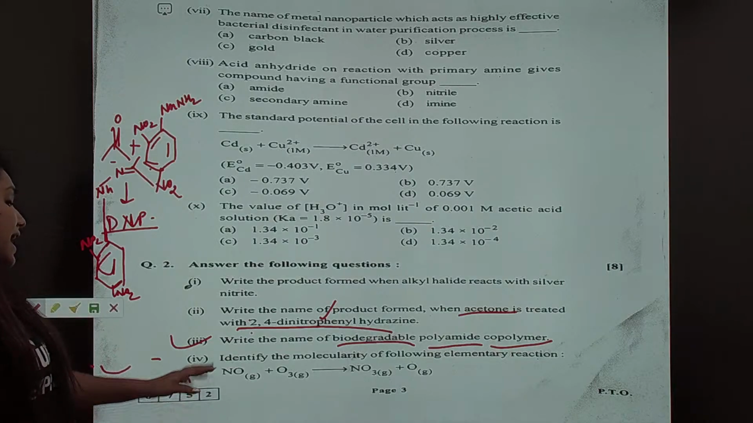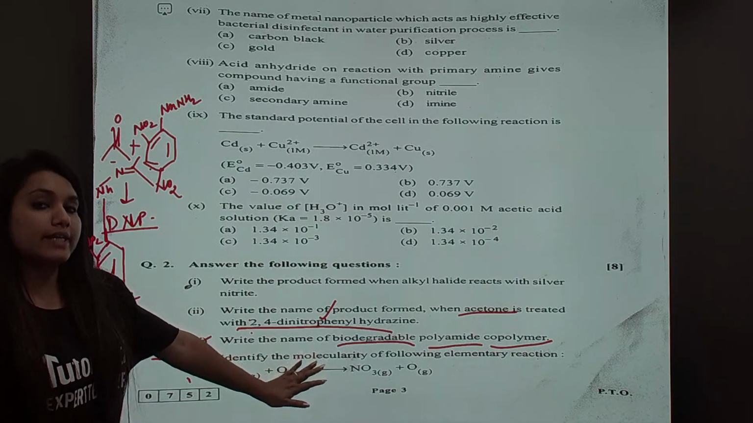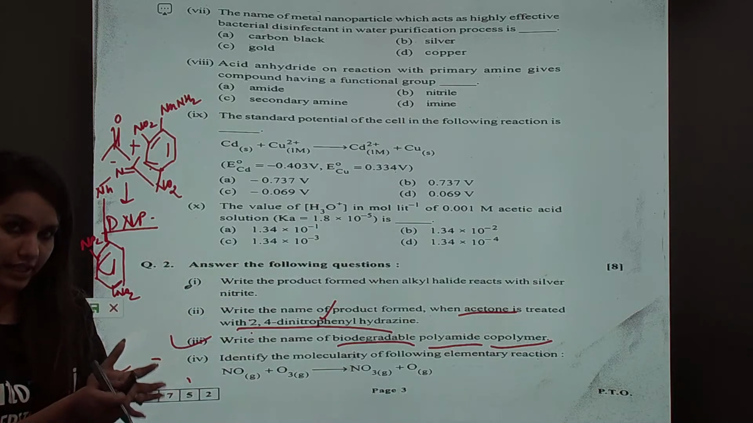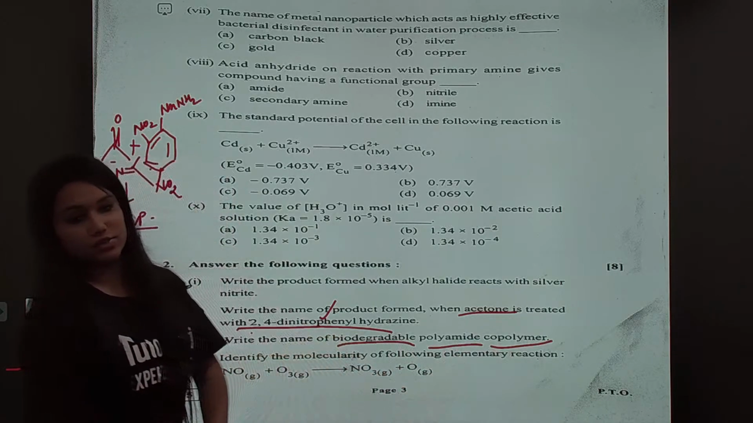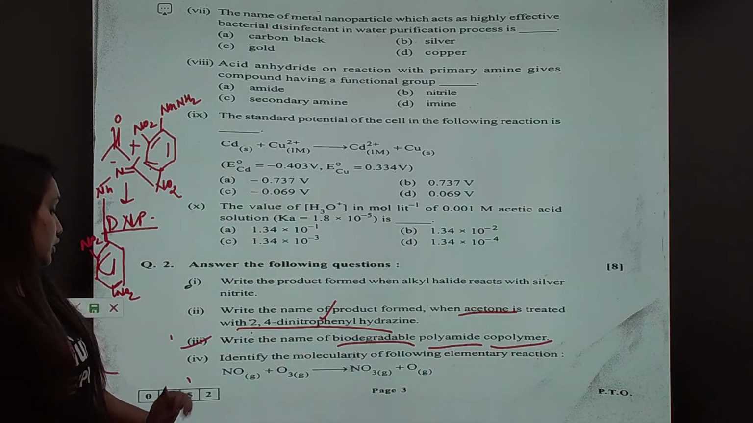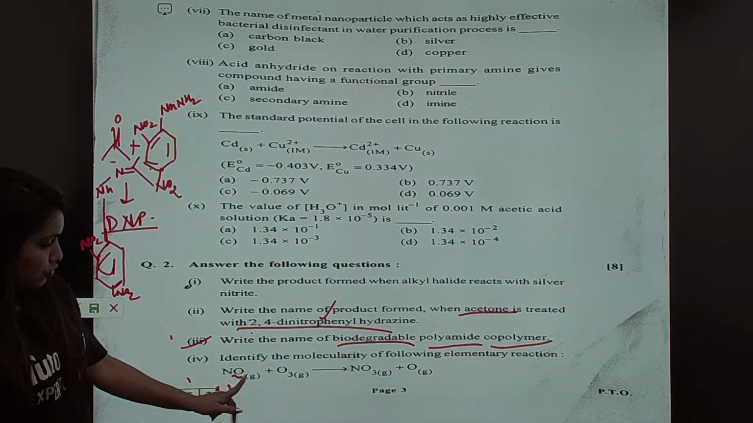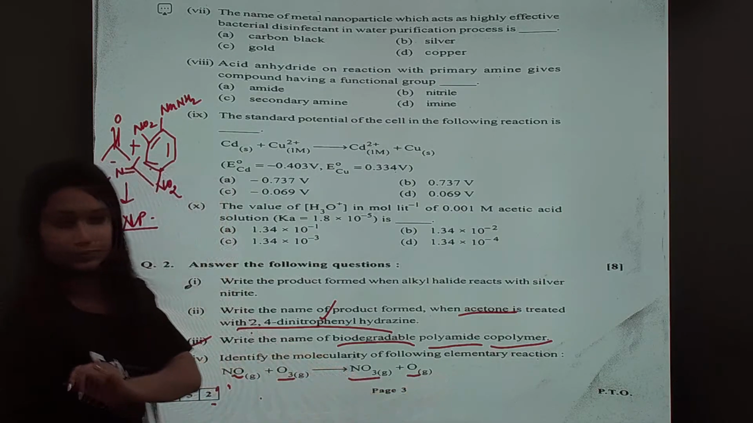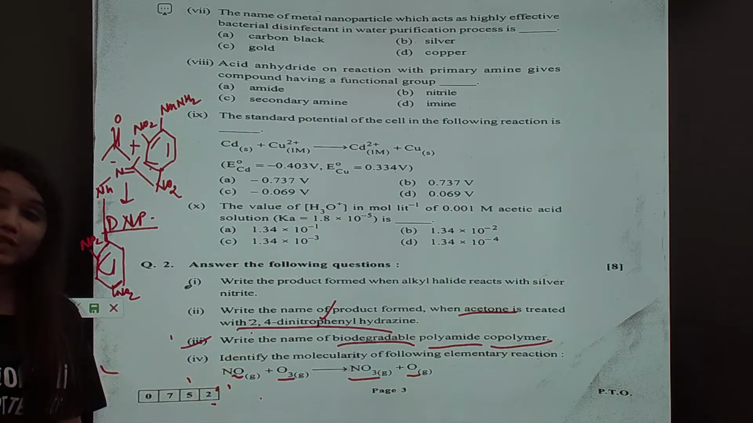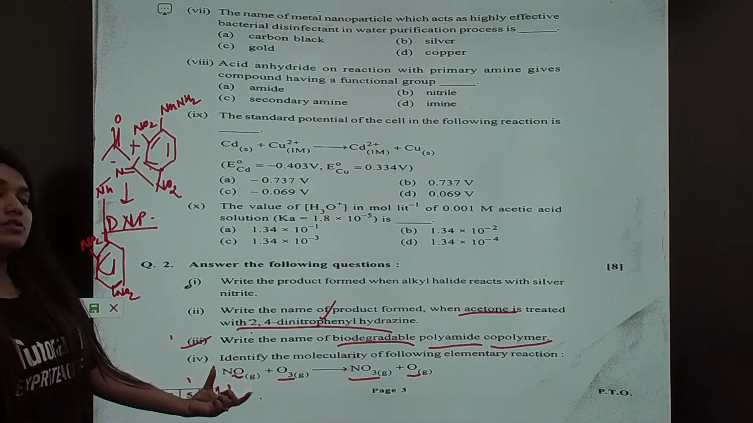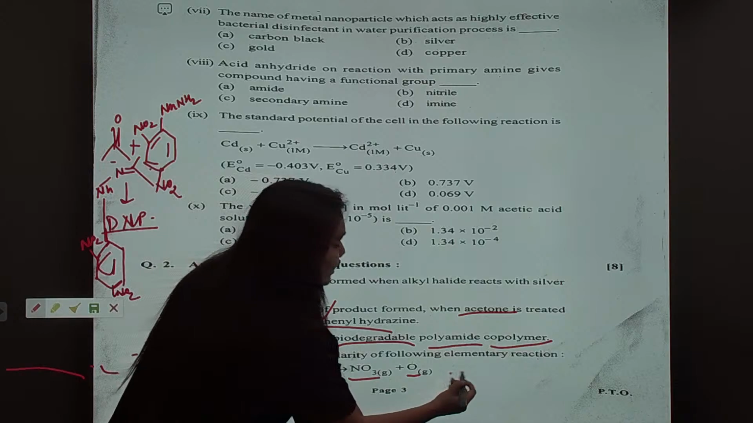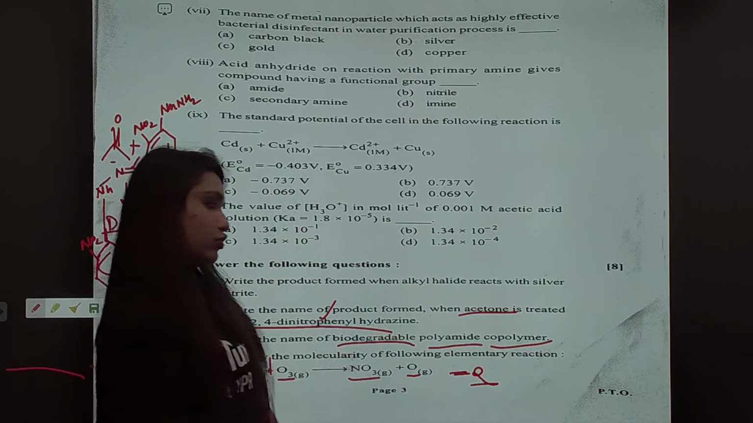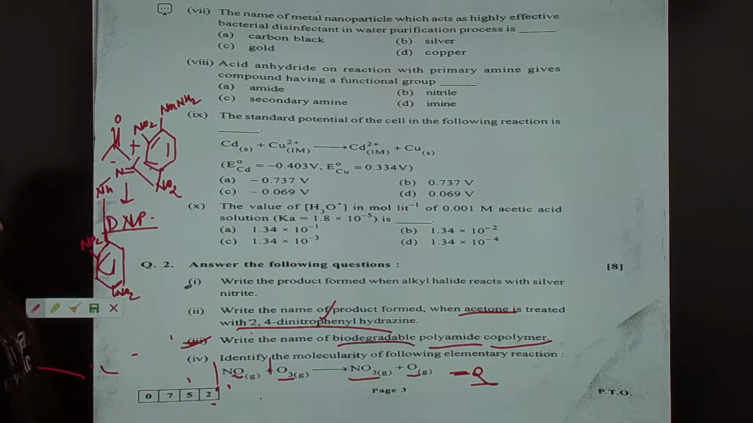The fourth question says identify the molecularity. What is molecularity? It is the number of molecules that are actually combining to give you the products, right? So write the molecularity of following elementary reactions. Look at the reaction. It's NO2, O3, NO3 and O. So now if I talk about the molecularity, it is nothing but the stoichiometric coefficient. Here there is one molecule, here there is one molecule. So the answer of molecularity in this question is going to be 2. So that's our question, students. Question number 4 from the second part.